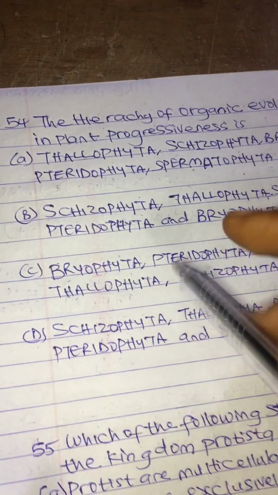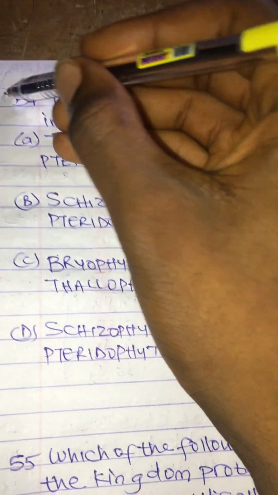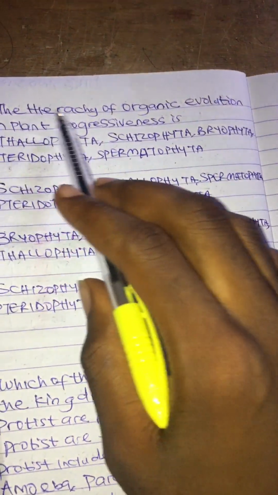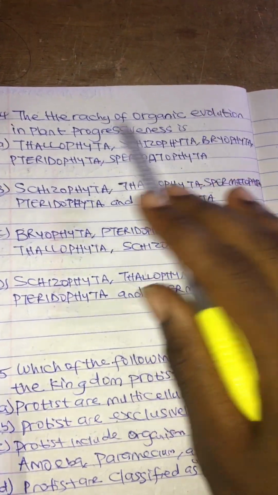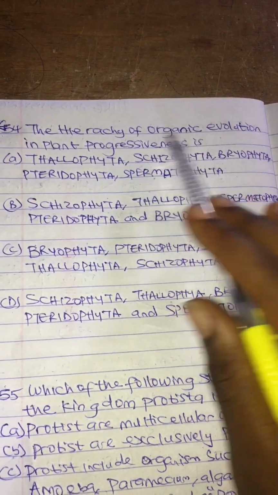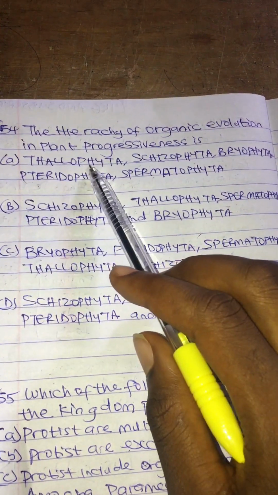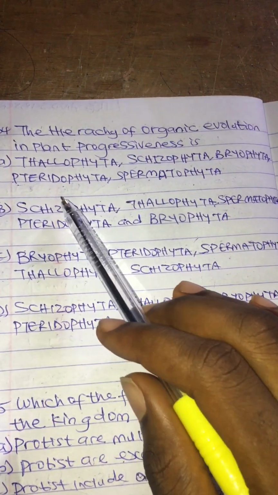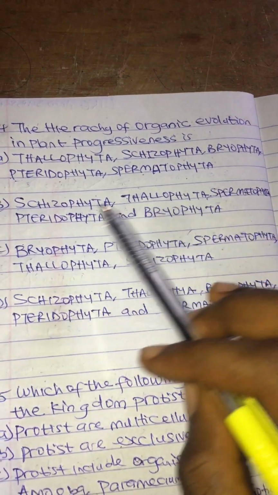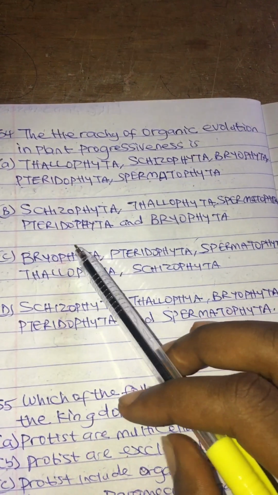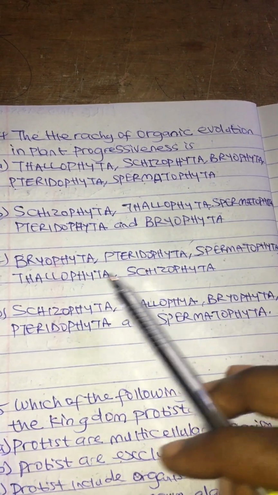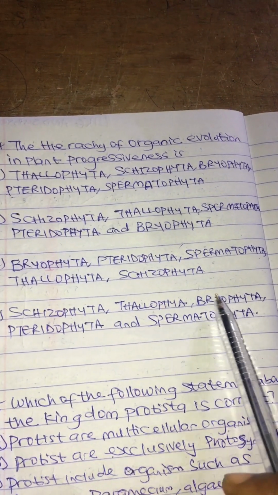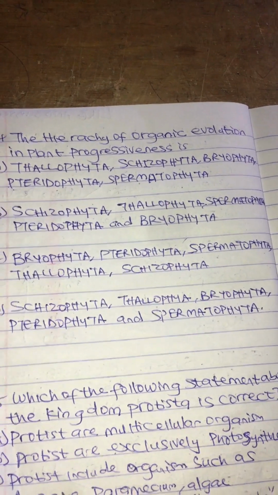So let's continue. Question 54. This question is very repetitive. JAMB repeats it every year. The hierarchy of organic evolution in plant progressiveness is dash. A. Thallophyta, Schizophyta, Bryophyta, Pteridophyta, and Spermatophyta. B. Schizophyta, Thallophyta, Spermatophyta, Pteridophyta, and Bryophyta. C. Bryophyta, Pteridophyta, Spermatophyta, Thallophyta, and Schizophyta. D. Schizophyta, Thallophyta, Bryophyta, Pteridophyta, and Spermatophyta.